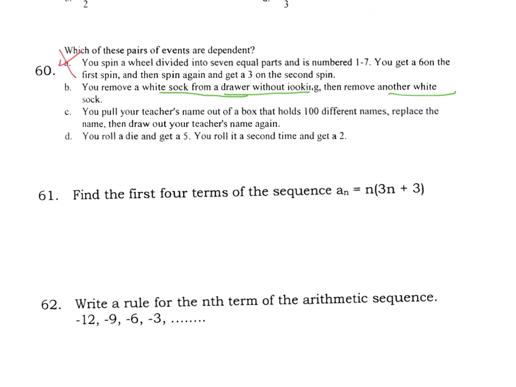Letter C, so we have some clarity, let's look at letter C. It says you pull your teacher's name out of a box that holds 100 different names. Replace the name. Right there is why it's independent. If you did not replace the name, you would have a dependent event. Letter D, you roll a die and then you roll it again. Die rolls. One does not depend on the other. They're totally independent. So B is the answer.